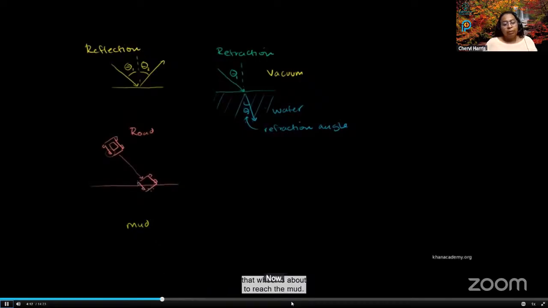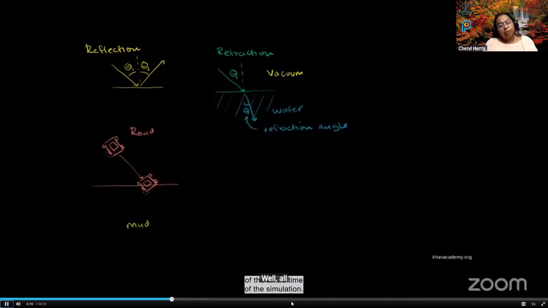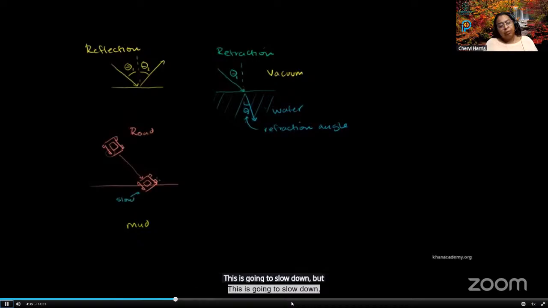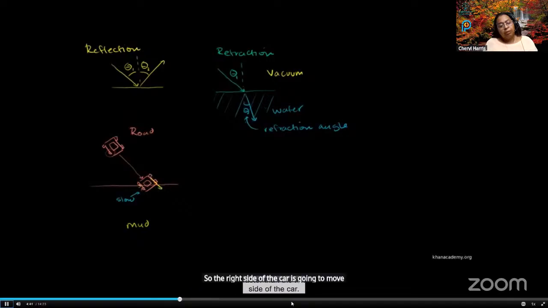Now, in this situation, what would the car do? And assuming that the engine is revving and the wheels are turning at the exact same speed for the entire time of the simulation. Well, as soon as this wheel hits the medium, it's going to slow down. But these guys are still on the road, so they're still going to be faster. So the right side of the car is going to move faster than the left side of the car.